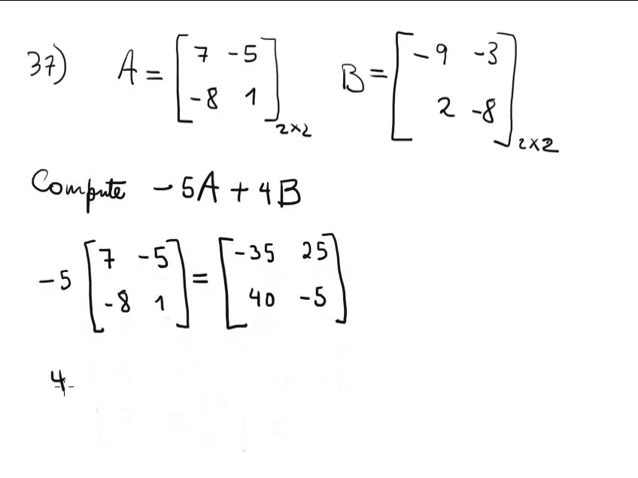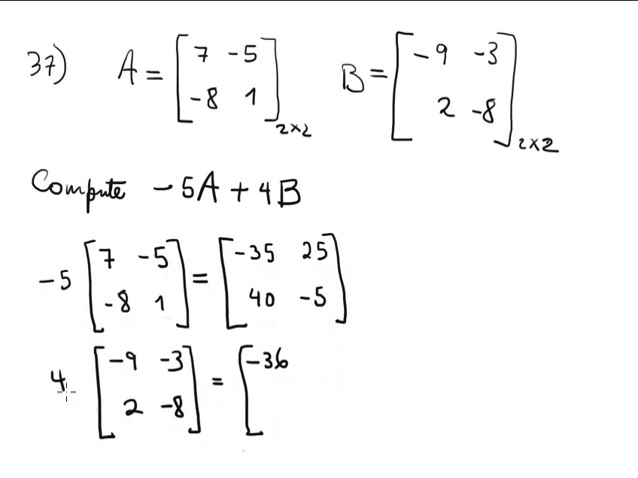And 4 multiplied by B. B is negative 9, negative 3, 2, and negative 8. Multiplication by 4: positive 4 and negative 9 is negative 36. Positive 4 and negative 3 is negative 12. 4 times 2 is 8, and 4 times negative 8 is negative 32.